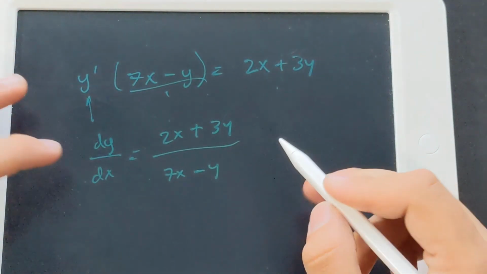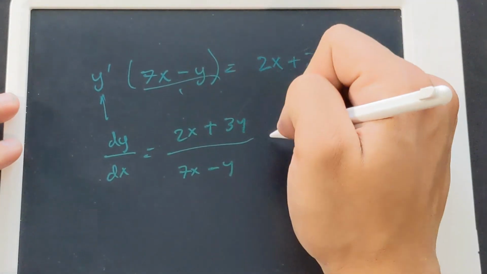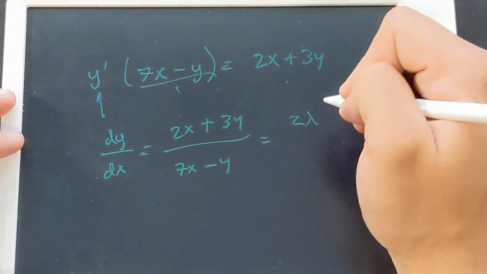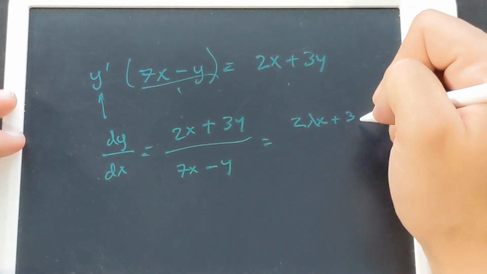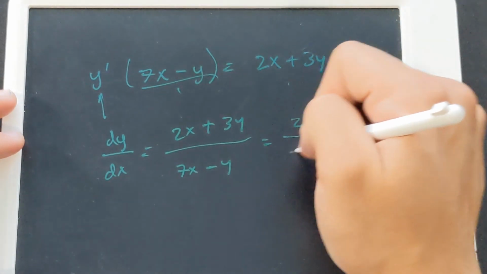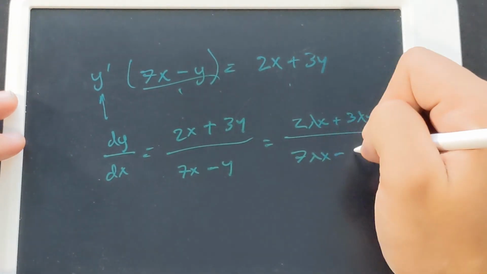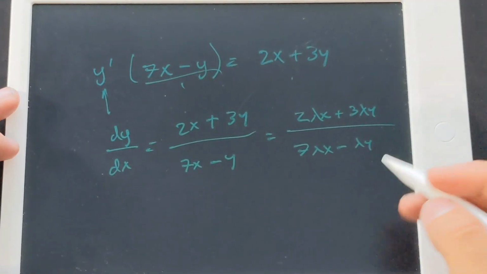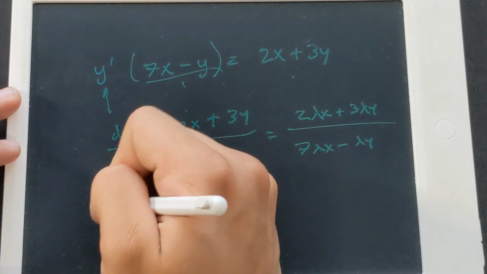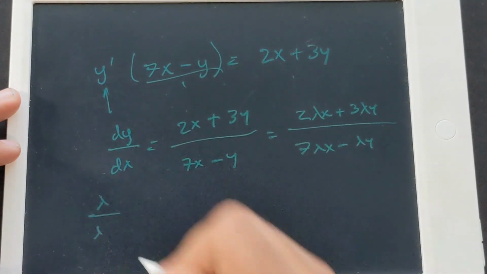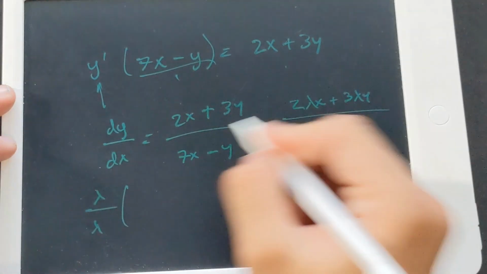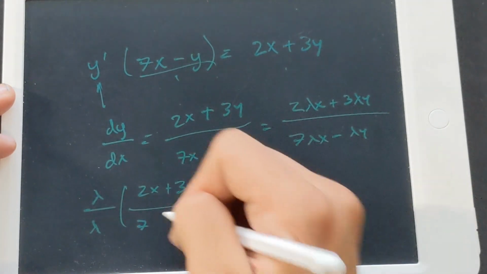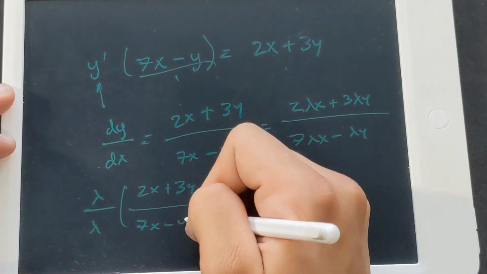So here's our function. Let's go ahead and do the same lambda substitution. So this is going to turn into (2 lambda x plus 3 lambda y) over (7 lambda x minus lambda y). Let's pull that lambda out on both sides, and if you're paying attention here, you should be able to see what we're going to do here. This is going to end up being lambda over lambda times (2x plus 3y) over (7x minus y).